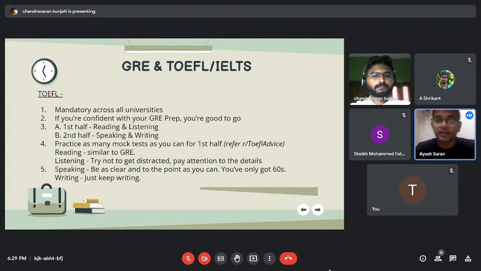Give TOEFL after your GRE, because GRE I think is a slightly harder one. And once you have prepared for GRE, you're pretty much guaranteed a really good score in TOEFL, because the preparation just projects onto the other exam, and you'll do really well as long as you're confident about your preparation. So reading and listening should be very easy, because it's very similar to GRE.